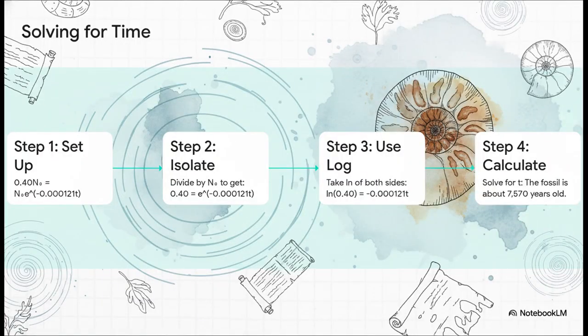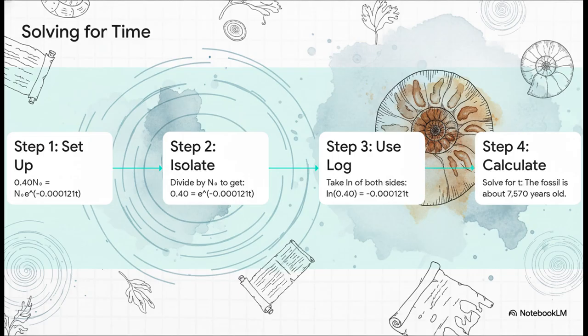So let's set this up. The final amount, N(t), is just 40% of the starting amount, N naught. So we can write that as 0.40 times N naught. And right away, something really cool happens. The N naughts on both sides just cancel each other out. So now we have 0.40 equals e to the negative 0.000121t. The problem is, our t is stuck up there in the exponent. How do we get it down?